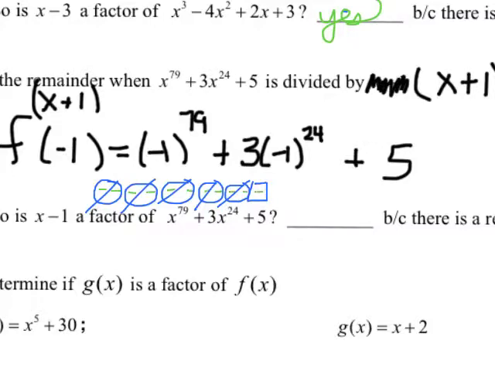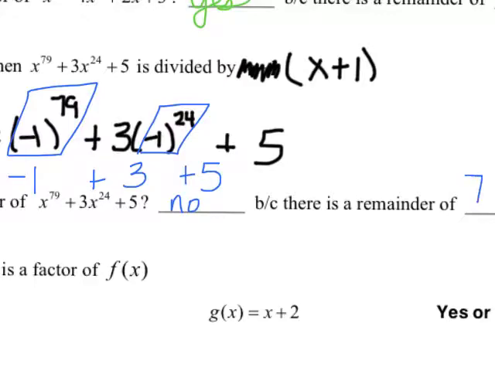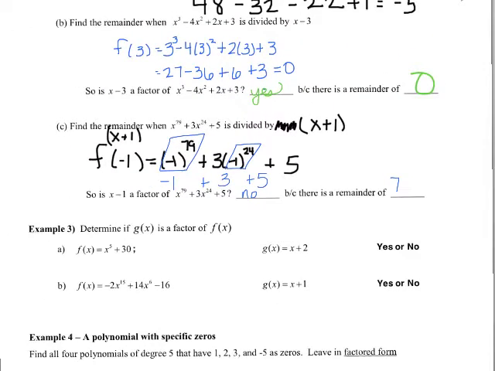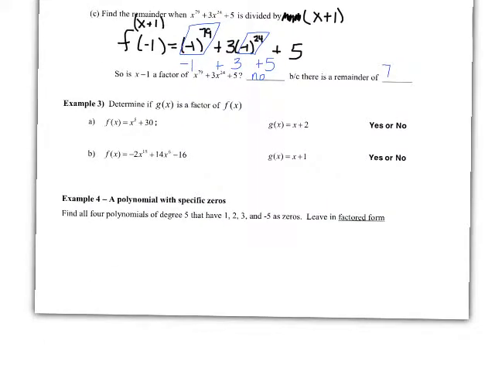So what that means for us is that this is going to be negative 1. This is going to be positive 1 times 3, which is positive 3. And then we end up with 2 plus 5, which is 7. So no, it is not, because the remainder is 7. All right, so example 3. Again, why don't you pause it and see if you can do this. I'll give you time to pause, and I'm about to start.